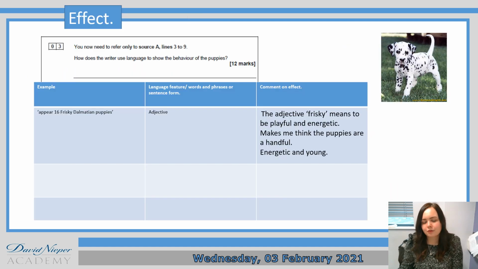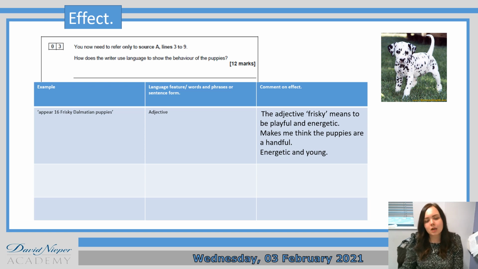So I have created a little table for you. What I would like you to be thinking about is, first of all, which examples are you going to choose? What language feature or word or phrase or sentence form are you discussing? And the comment on the effect. So for example, 'appear 16 frisky Dalmatian puppies'. I'm thinking about the adjective 'frisky'. So the adjective 'frisky' means to be playful and energetic. It makes me think the puppies are a handful, they're energetic and young.